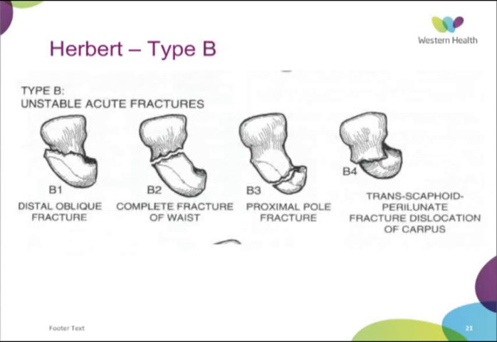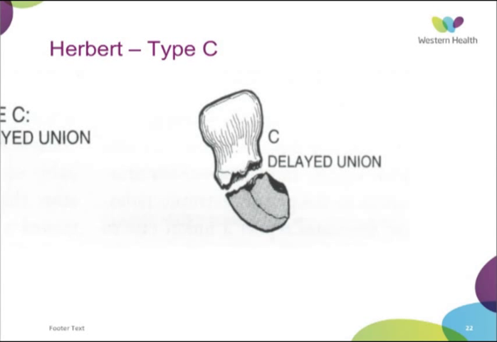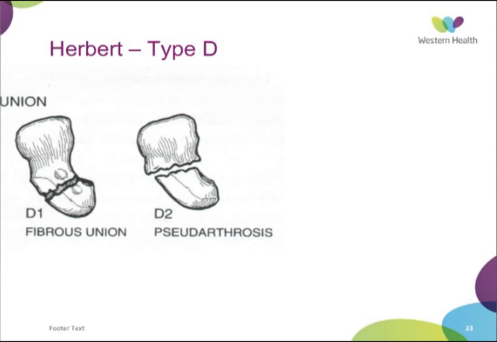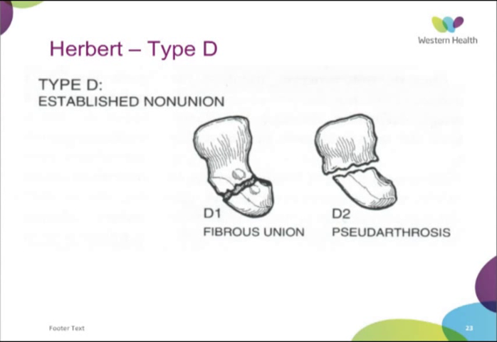In type B fractures, these are all unstable fractures, and they range from B1 to B4, being a distal oblique, a complete fracture through the scaphoid waist. This one's complete, hence unstable. Fracture of the proximal pole, and also a fracture associated with a dislocation. In type C, it's delayed union, and type D is when there's established non-union, whether it being fibrous non-union or having a pseudoarthrosis in D2.